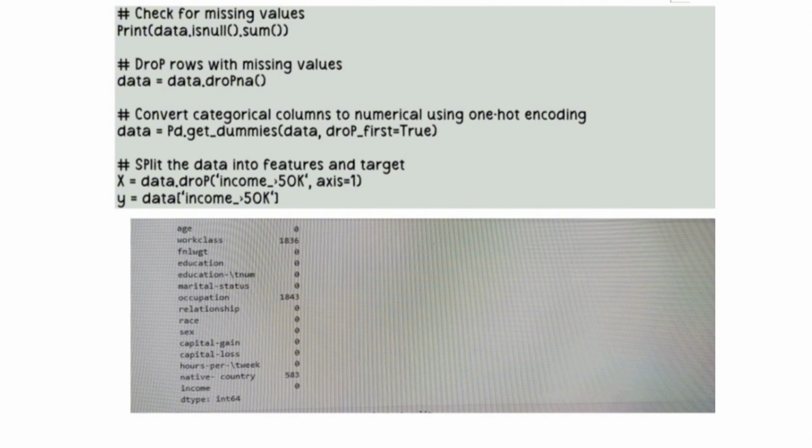It specifies that we are dropping a column. Y is equal to data, income_>50k. This line assigns the income_>50k column to Y. This is the target variable, what we're trying to predict: whether income is greater than 50k.